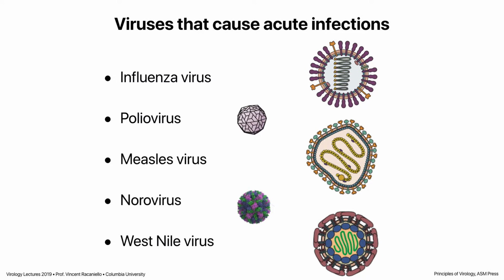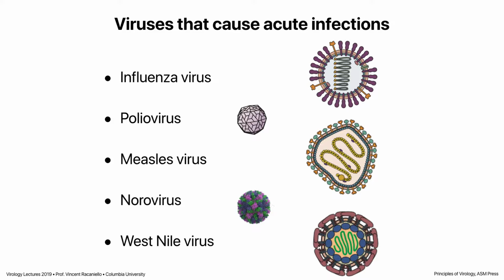So today we're going to go over 5 viruses that cause acute infections. I'm going to go through each one: how they infect you, the kinds of pathogenesis, immune response, what we can do about them, and so forth. They include influenza virus, poliovirus, measles virus, norovirus, and West Nile. I've picked them because they are different diseases, different patterns of infection, and they're transmitted in different ways.